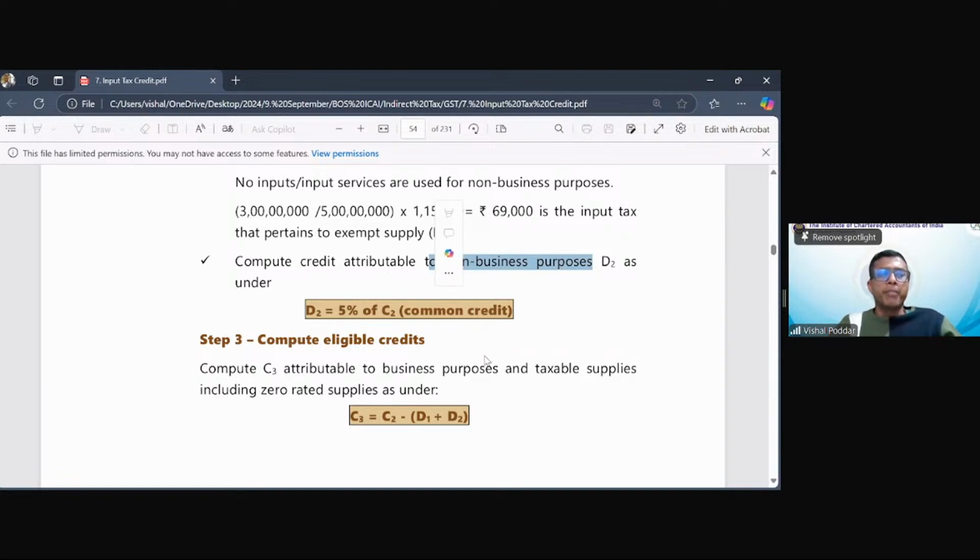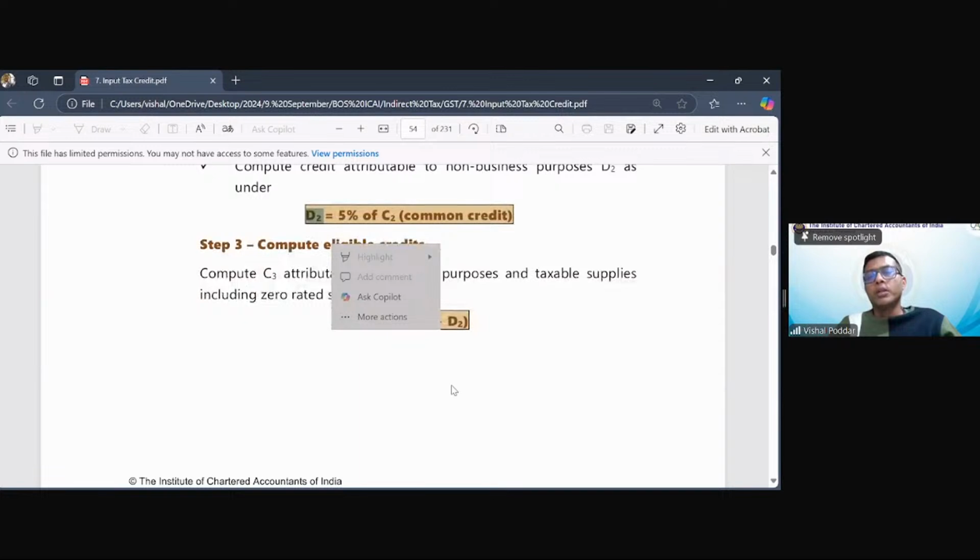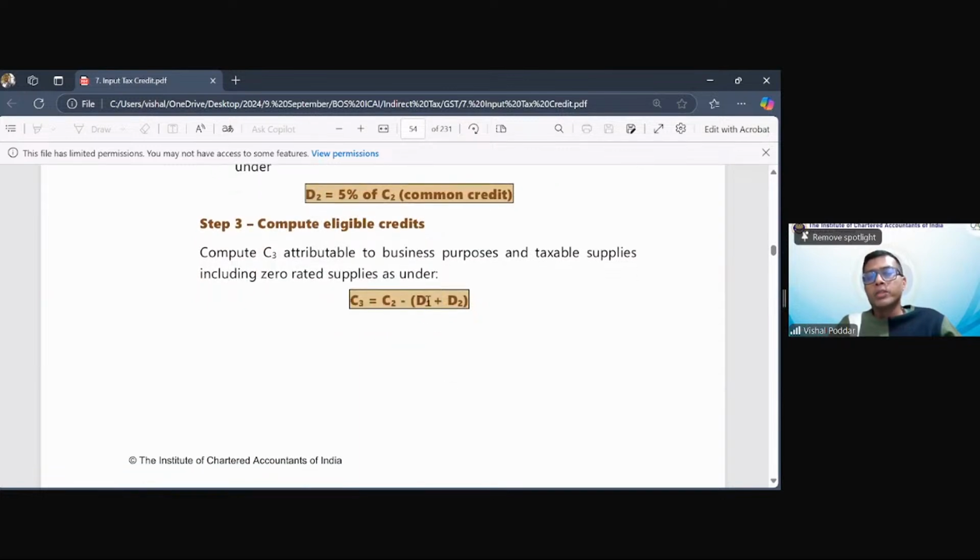So this is the best part. Everybody will be happy doing this because that is a very small amount. So what we will do is take this C2 figure which you are having, multiplied by 5%. So you will get, as per the law, whatever is your common credit attributable to non-business. And now that will be called as D2. This D2 is the second item which is not eligible. Now, D1 was the proportionate ITC for exempt. D2 is the proportionate ITC for non-business.